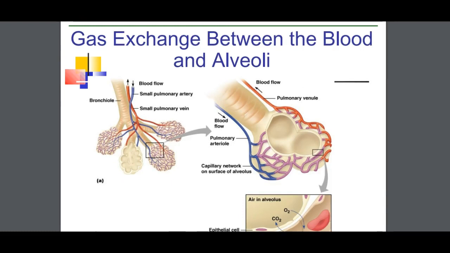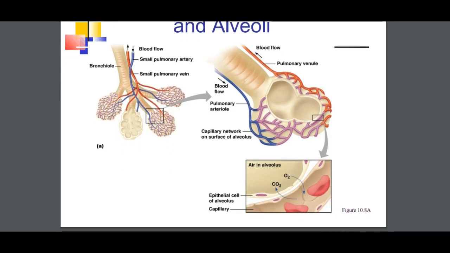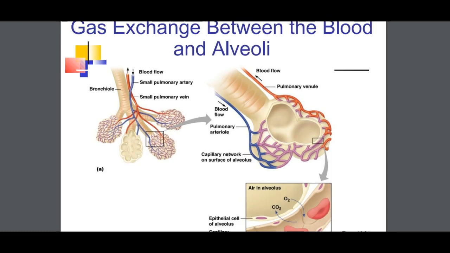Now let's look at the gas exchange between the blood and the alveoli. The blood flow goes in and it goes through the pulmonary arteriole and then to the capillary network. And when the blood flows out, it flows from the pulmonary venule, and then it goes out.